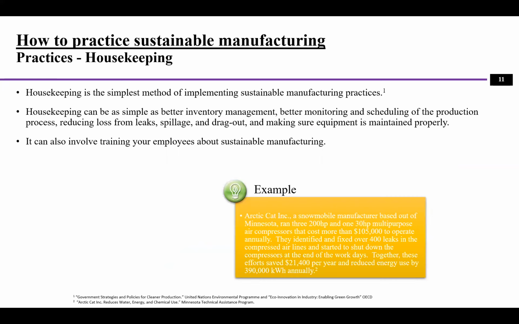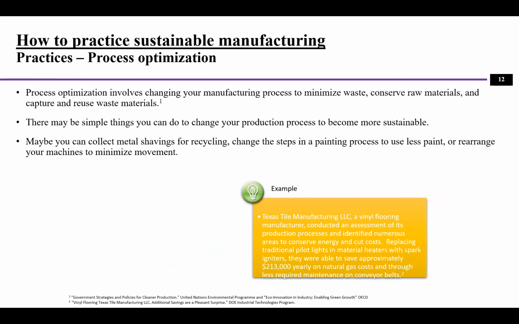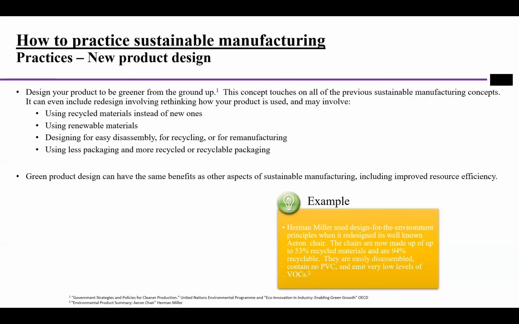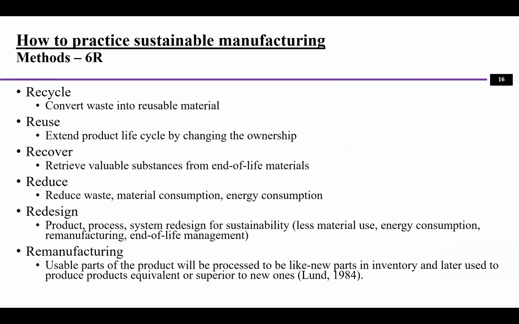So here I gave some examples so you can see how people do housekeeping, process optimization, raw material substitution, and also new technology and product design when practicing sustainable manufacturing.